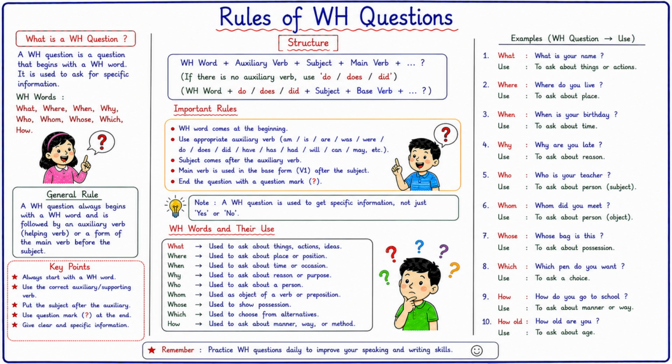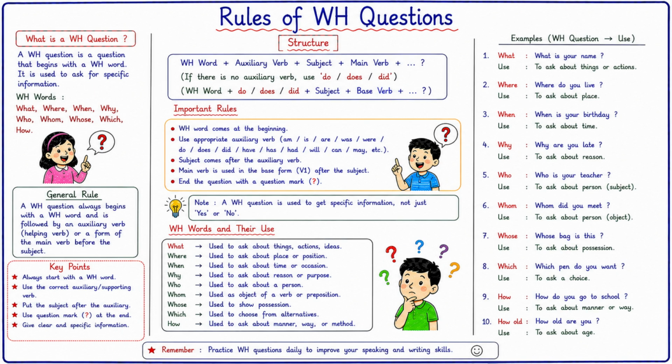For example, where do you live? Here, where is the WH word, do is the auxiliary verb, you is the subject, and live is the main verb. Another example is, why are you late? Here, why is the WH word, are is the auxiliary verb, and you is the subject. But remember one important point.